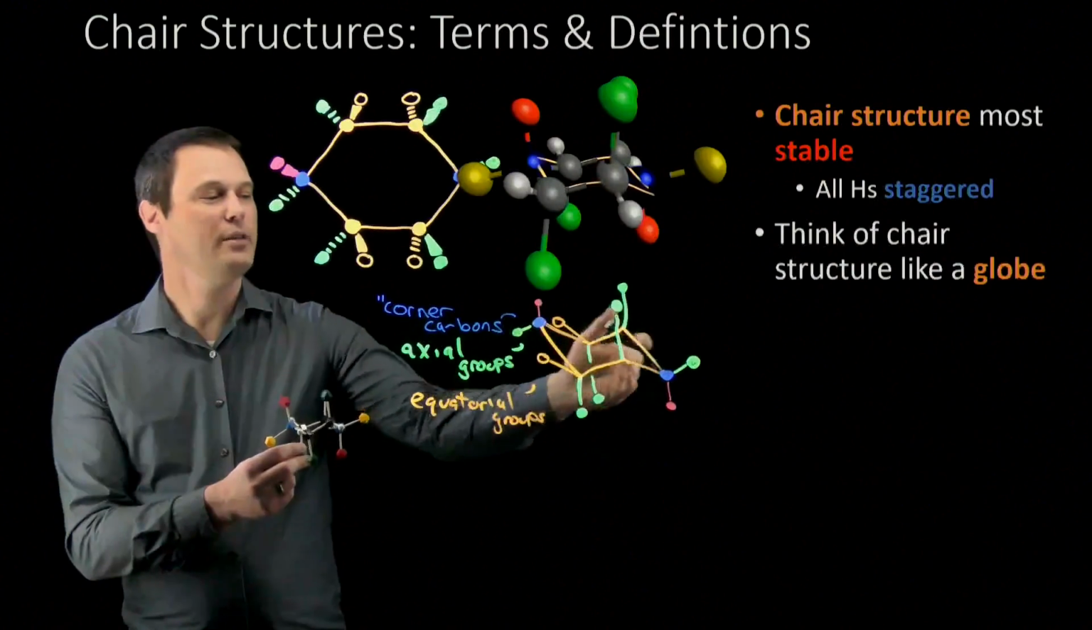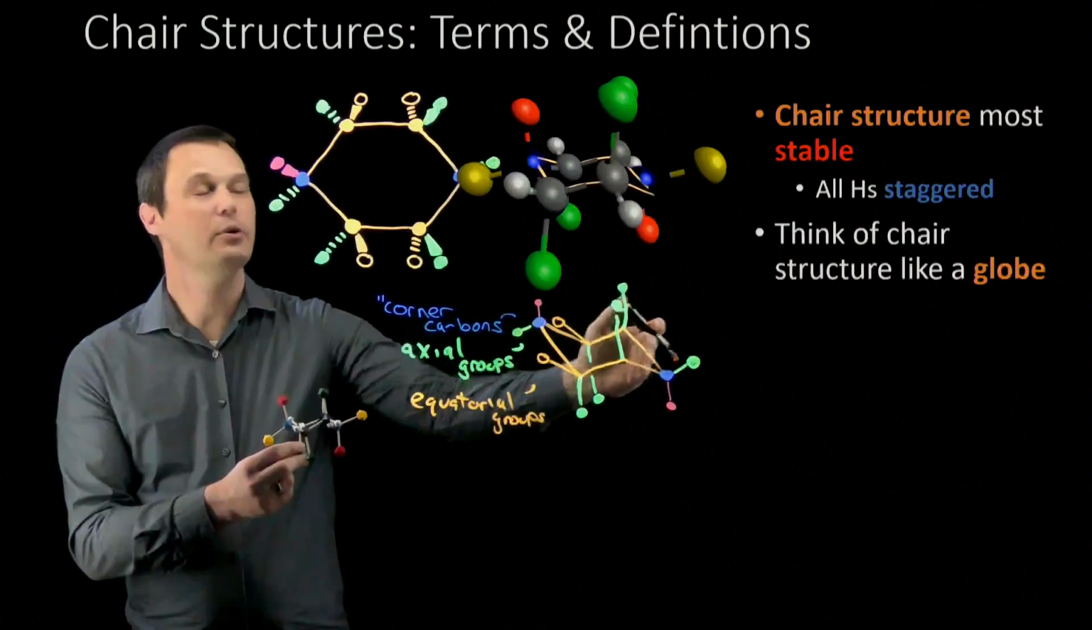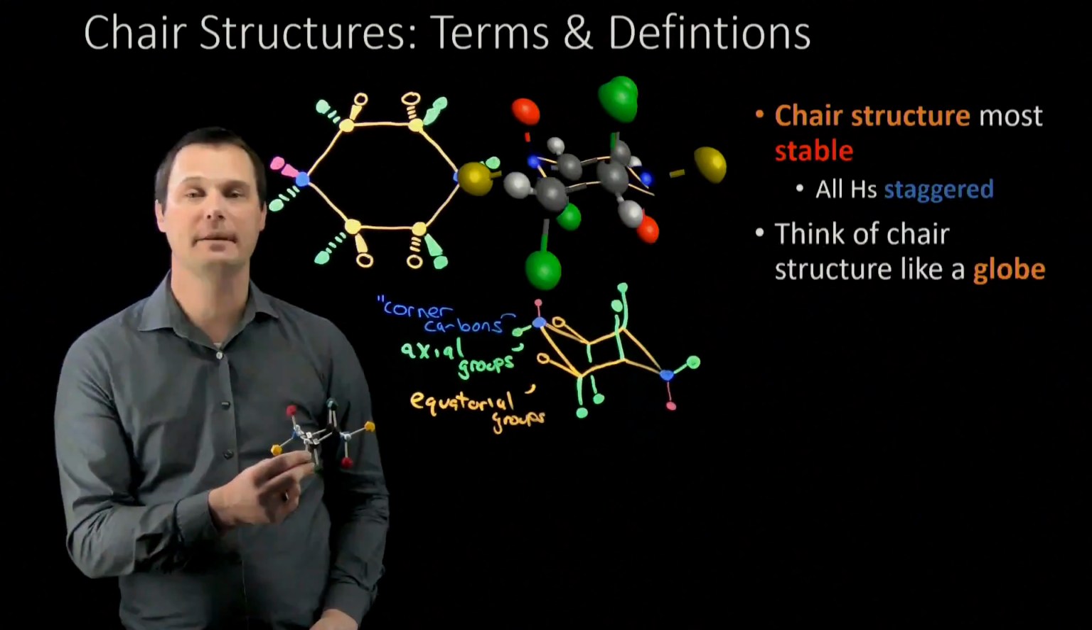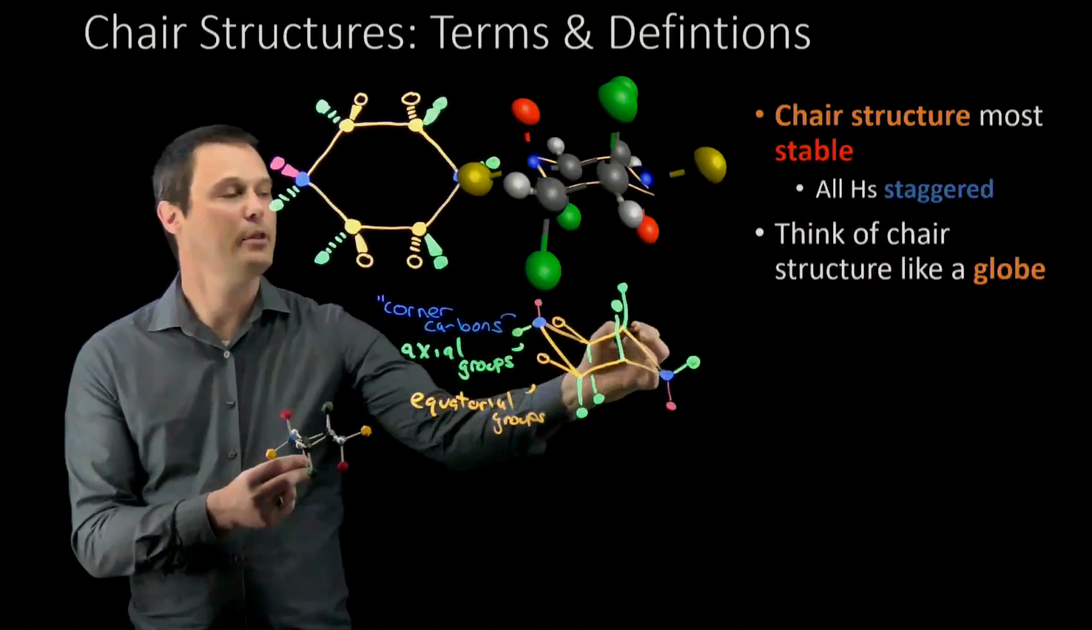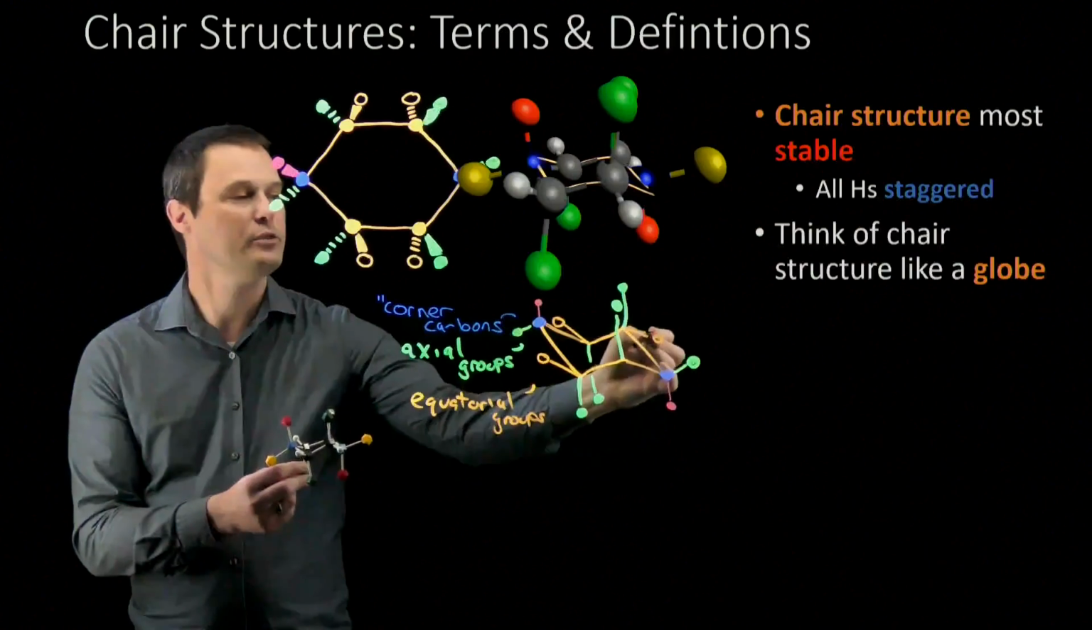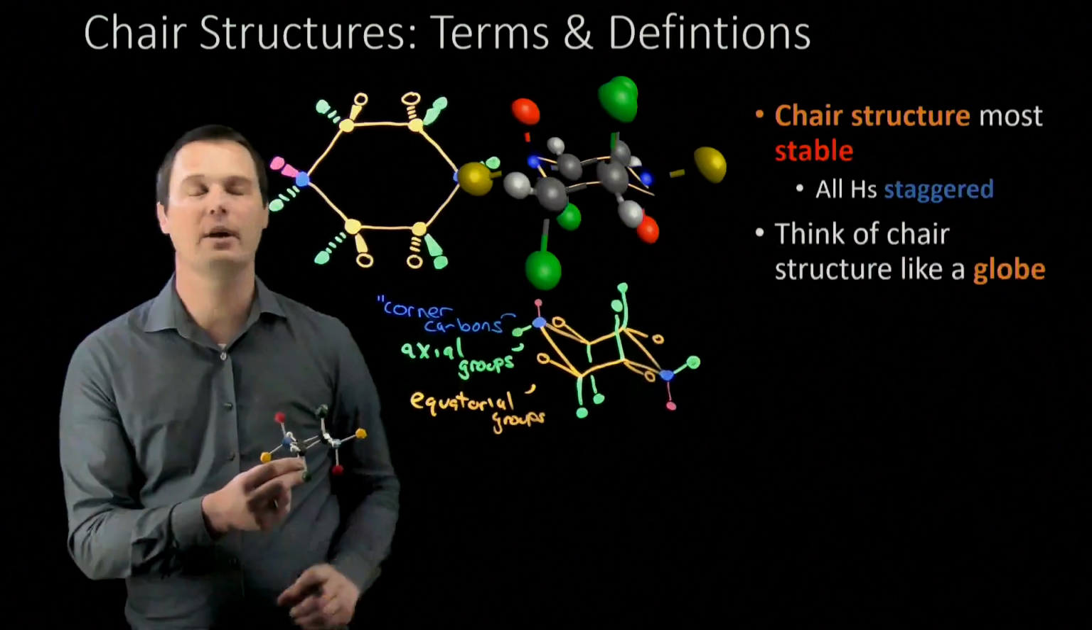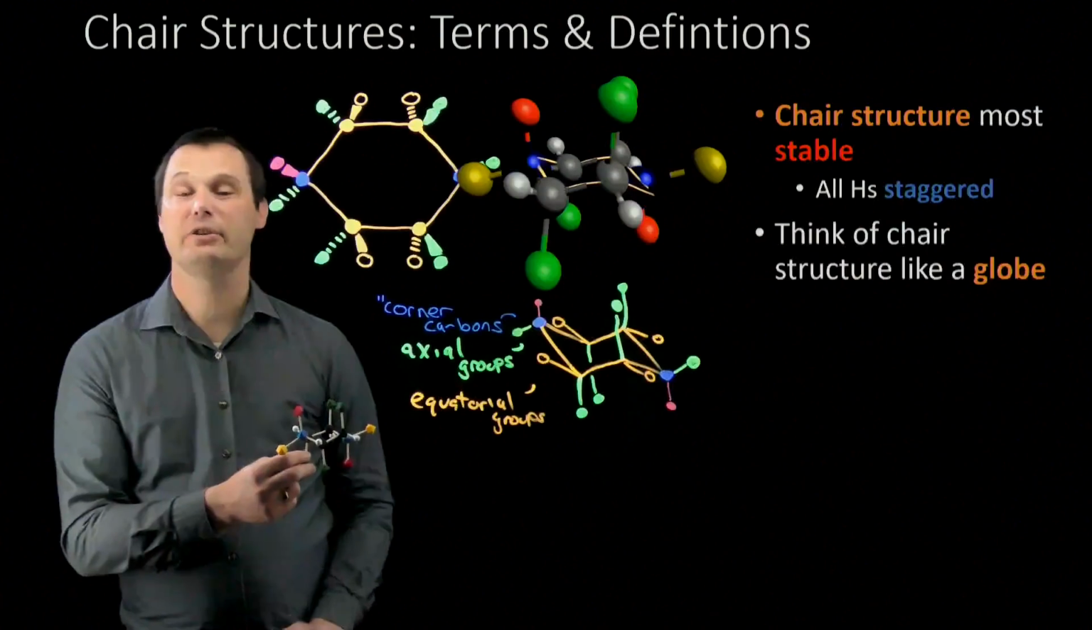For these 2 carbons on the right, the closest corner carbon is to the right, so the equatorial hydrogens will point to that corner carbon on the right. Since both of these axial hydrogens are pointed up into the northern hemisphere, both of these equatorial hydrogens would point down into the southern hemisphere towards that corner carbon on the right. And that completes the chair structure for this molecule.